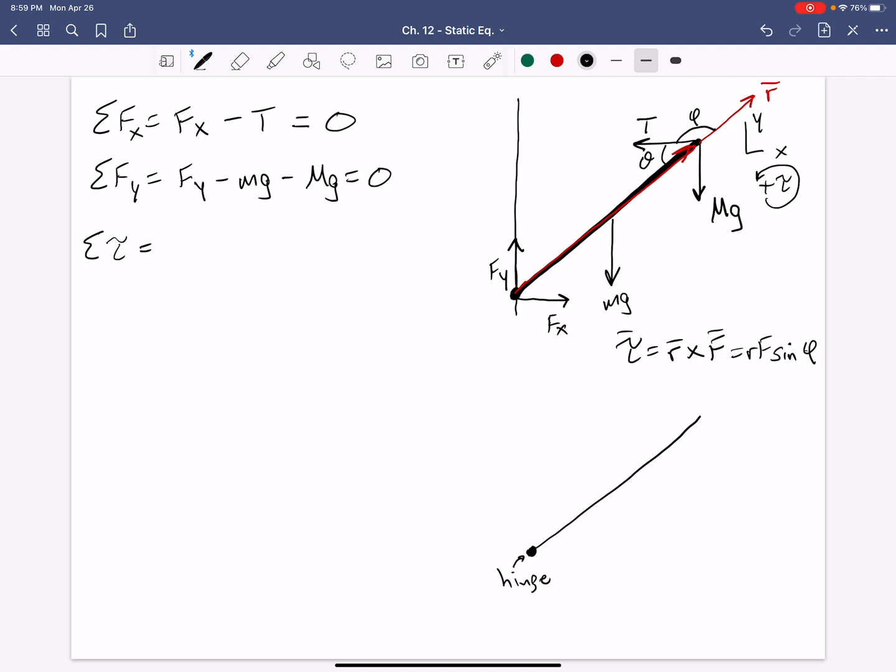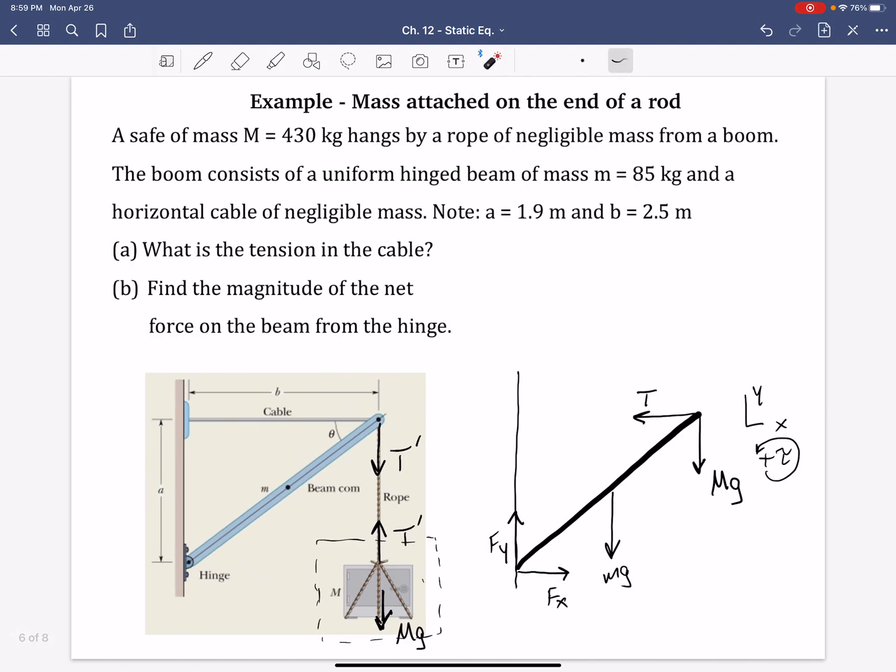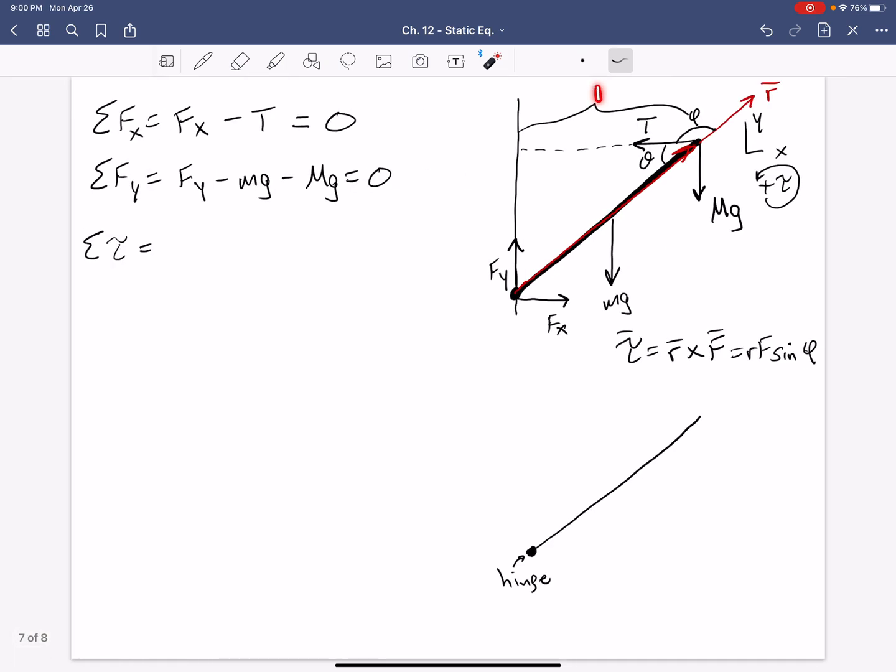What I haven't specified yet is that actually we have some lengths here. This is actually of length, what does the problem say? B. The cable is of length B, and vertically, it's of length A. So that's B, and then this here is of length A. So the beam itself is of length L. You could find that if you wanted to.